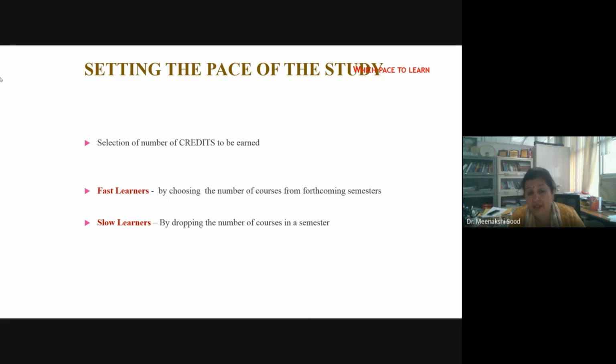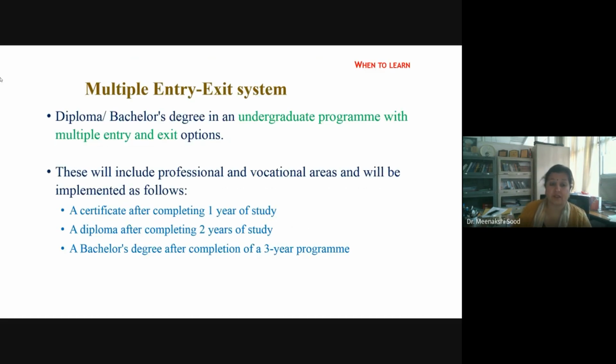So if you are a fast learner and there are, say, 6 subjects in one semester, and the student feels that he is capable of learning fast and getting more credits, then he can choose more subjects, say 2 subjects more, from the coming semester, and appear for the exam and get the marks. Similarly, slow learners, if they think that they are not able to cope with the subjects, can choose 4 subjects, and the remaining 2 subjects they can move on with later.